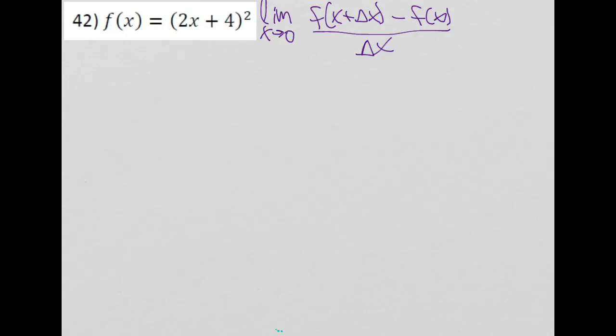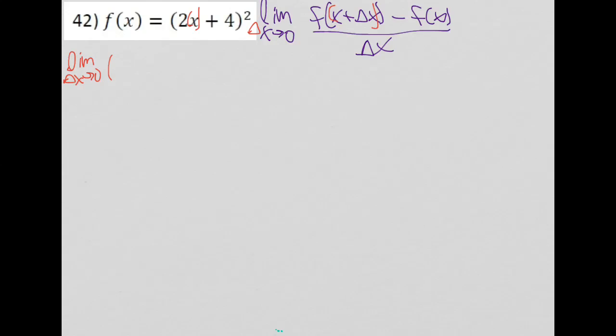One final time, we are evaluating the limit as delta x goes to 0 of this rational function here, f of x plus delta x minus f of x all over delta x. So let's go ahead and get this problem going.